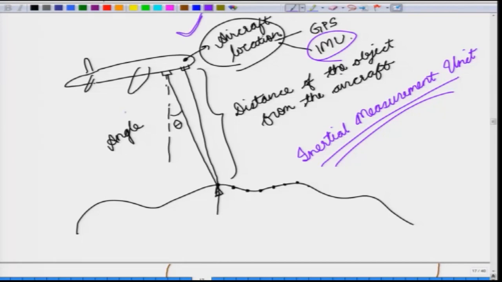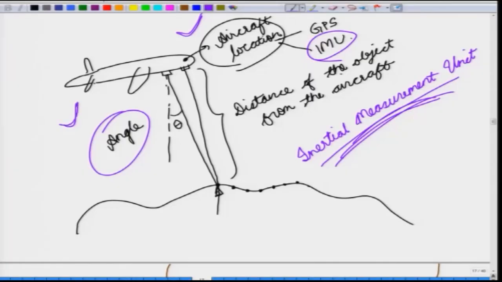So, this is the first thing that we wanted to find out, the aircraft location. Now, the second thing is the angle. Angle is easy to measure because you have an IMU, and you are putting your laser device at a particular angle. So, you know this angle and you also know the angle of the aircraft using the IMU. So, now you exactly know the angle that is being subtended with respect to the vertical by the laser. Now, the third thing that you need to know is the distance of the object from the aircraft. How do you find out the distance of the object?